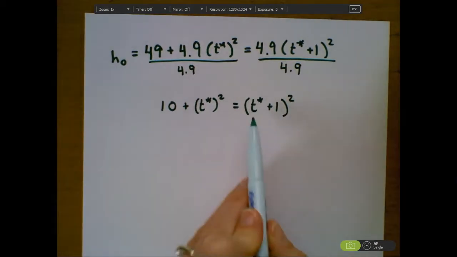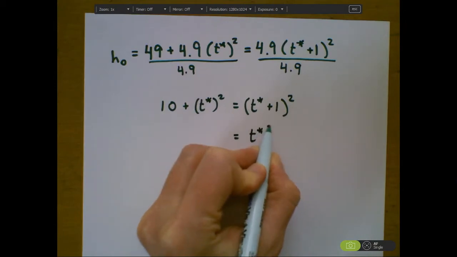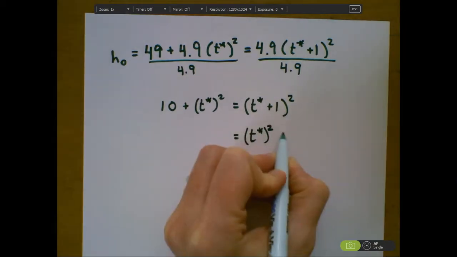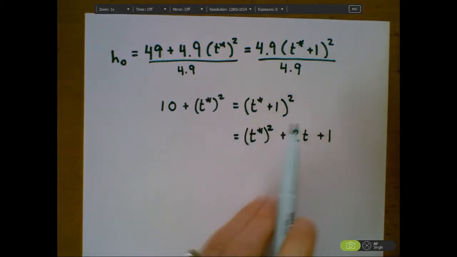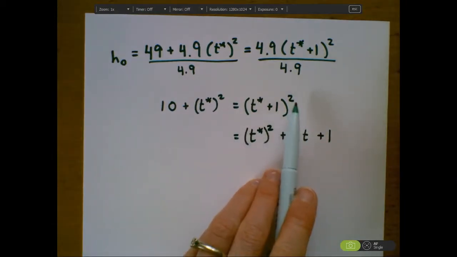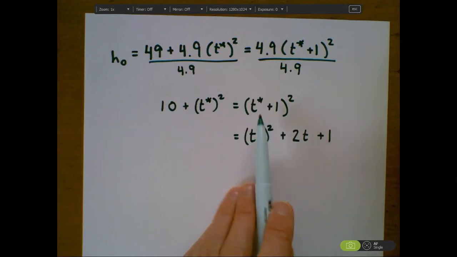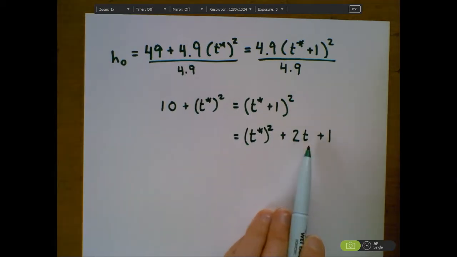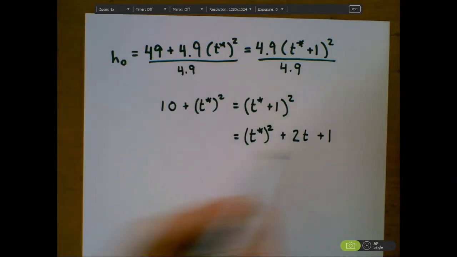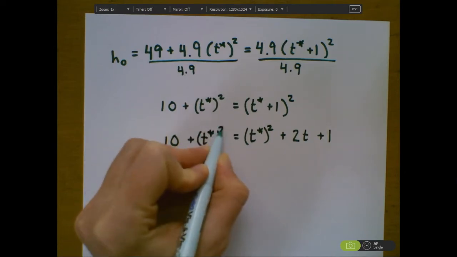I'm going to multiply this out, and I see that I get t star squared plus 2t plus 1. Recall, because this is squared, this is not equal to t star squared plus 1 squared. Those two things aren't equal to one another. We have to be wary of the middle terms and use the distributive property, or you're probably going to use FOIL. But that's equal to 10 plus t star squared.